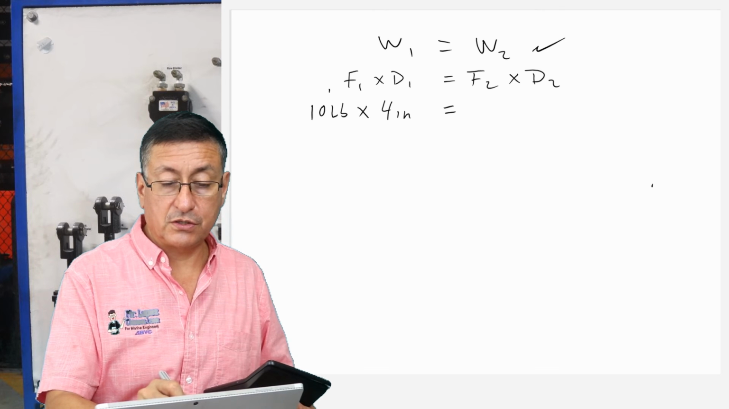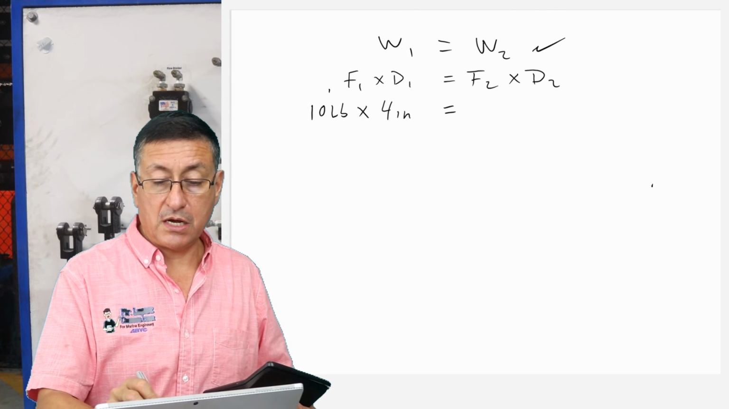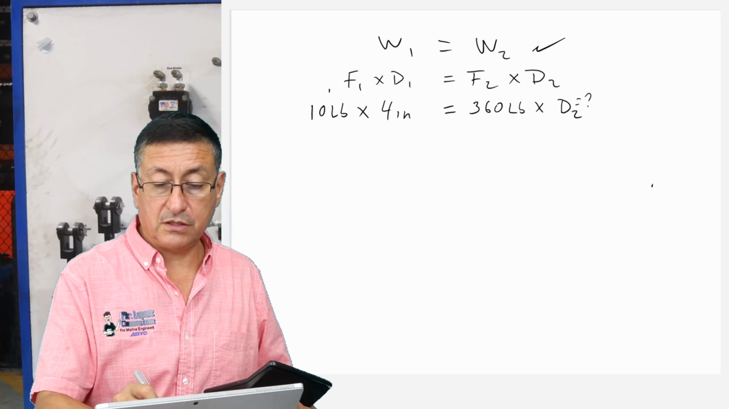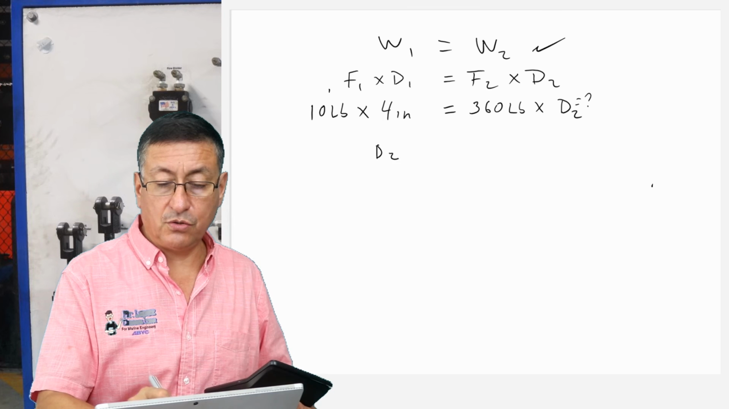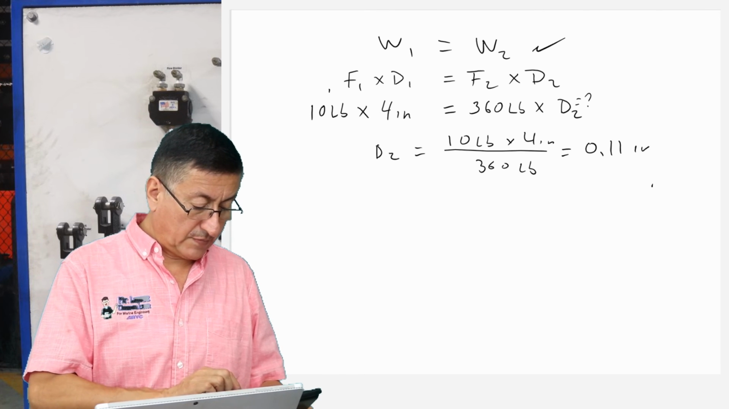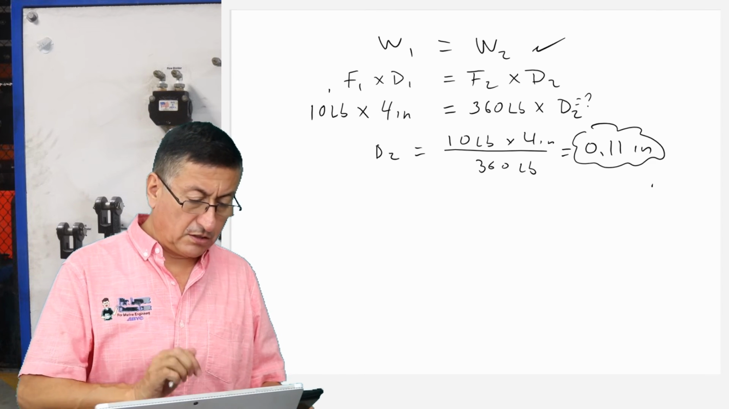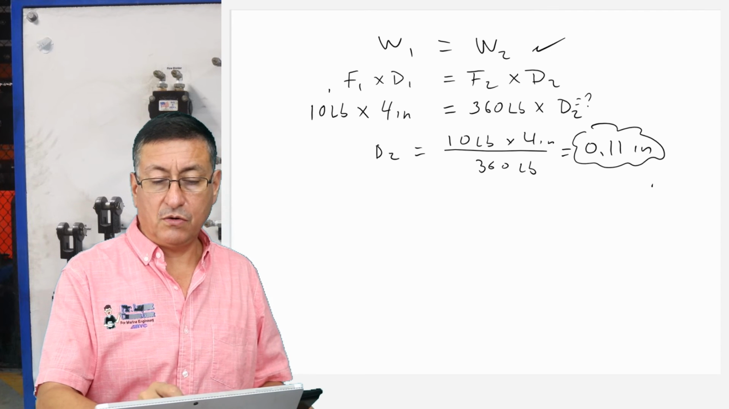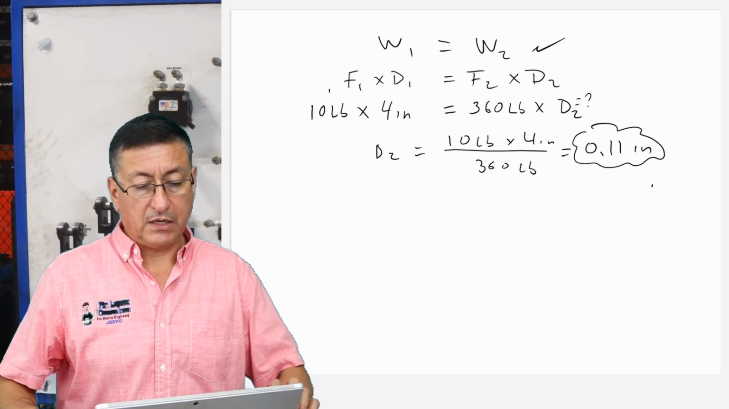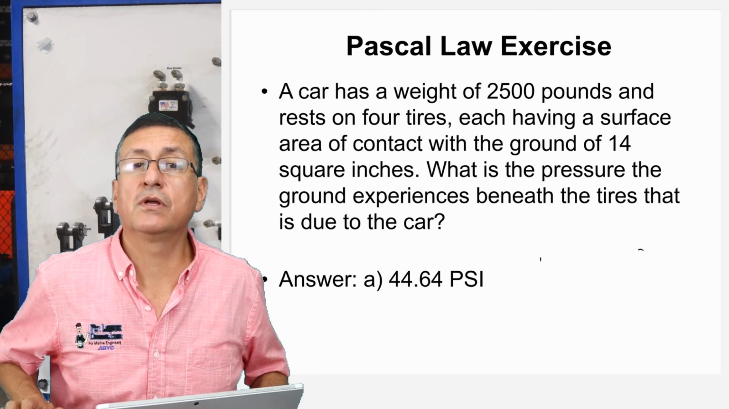And the output force is 360 pounds. Okay, the distance number 2 is equal to 10 pounds times 4 inches divided by 360. 40 divided by 360 is 0.11 inches. And this is the distance that the piston number 2 is moving. Yeah, it's a simple example.